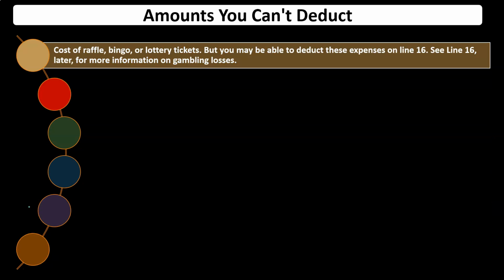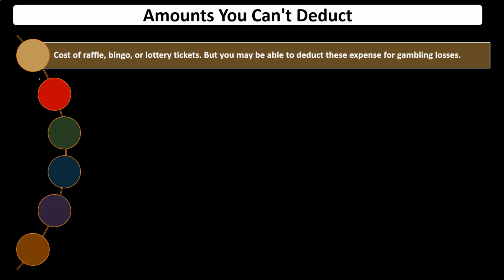And again, the idea is that it should be a charitable gift. So, amounts you can't deduct, continued. Cost of raffle, bingo, or lottery tickets. So these types of things, types of gambling, typically will not be included as charitable contributions, even if paid to something like the state, for example, with the lottery.